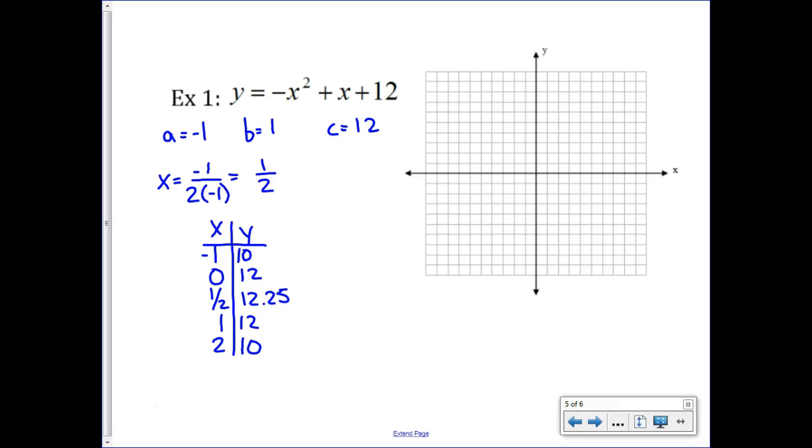So if I label my graph, I notice I'm going above 10 here. So I'm going to go by 2's on my y-axis. And then I'm going to go by halves here, I think. So I'm going to go by 1, 2, 3, negative 1, negative 2. So then half, I'm up to 4, 6, 8, 10, 12.25. At 0, I'm up exactly 12. At 1, I'm up exactly 12. At 2, I'm up 10. And at negative 1, I'm up 10. And I'm going to connect.